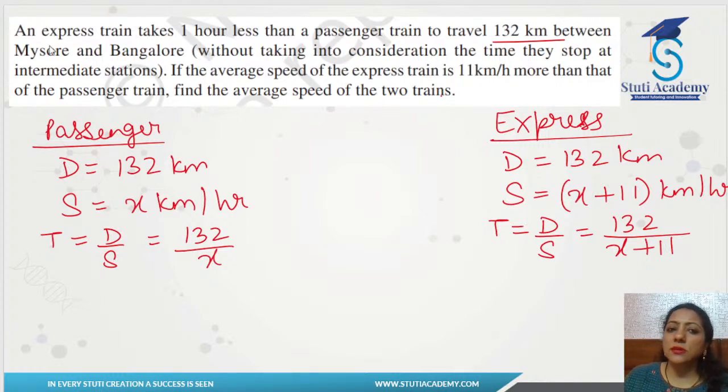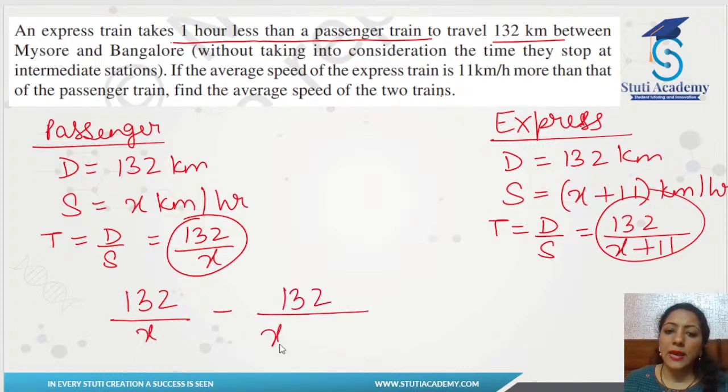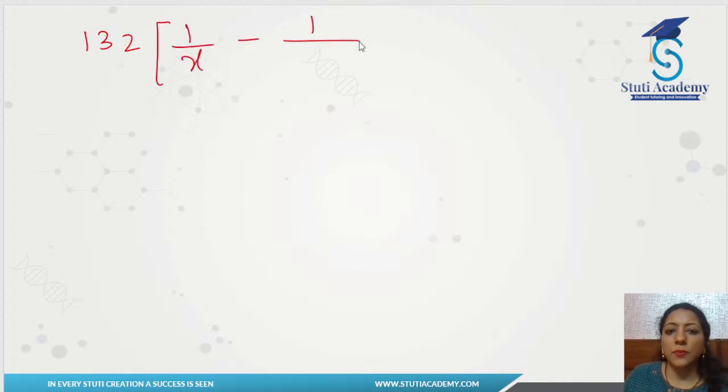It is given to us in the question that the express train takes 1 hour less than the passenger train. So this takes 1 hour less. That means the difference between this time and this time is 1 hour. So we have 132 upon x minus 132 upon x plus 11 is equal to 1. Now we are going to take 132 common. We'll take 132 common into 1 upon x minus 1 upon x plus 11 equal to 1.